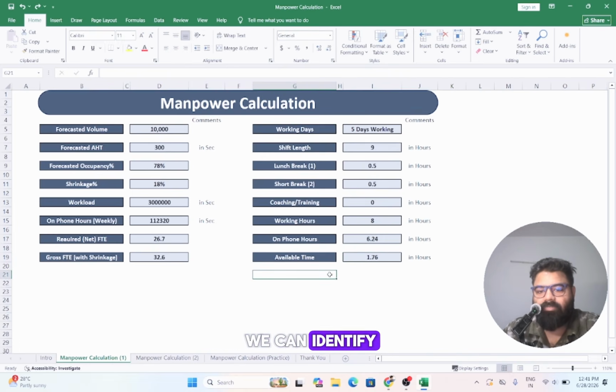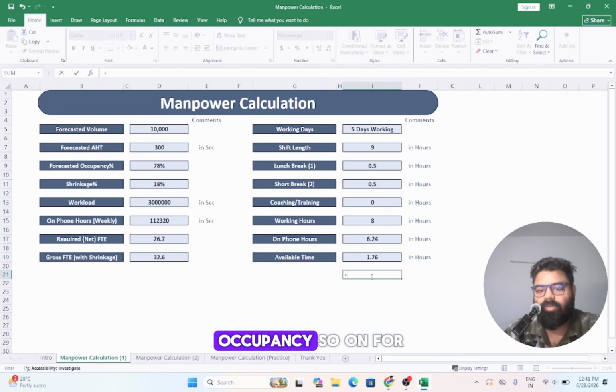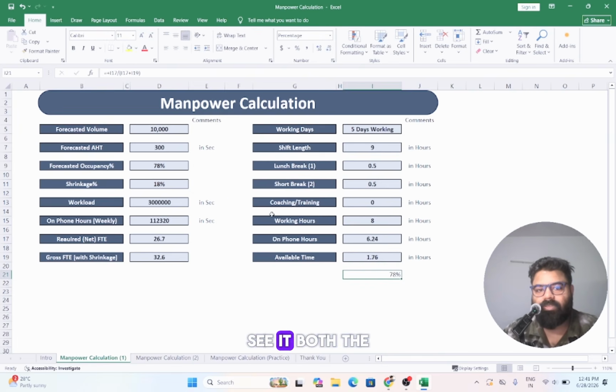Now we can identify, if someone doesn't give you the occupancy but gives you all these metrics, how to figure out the occupancy. It is on phone hours divided by on phone hours plus idle time. See, both the numbers are equal. So just giving you an update here on how you can do that.